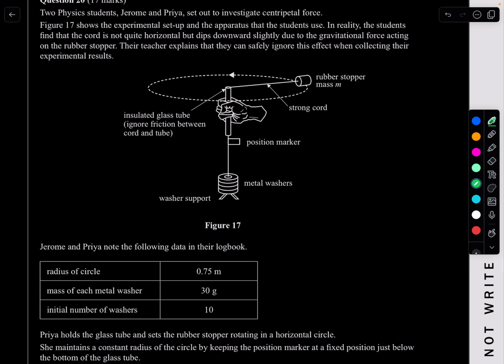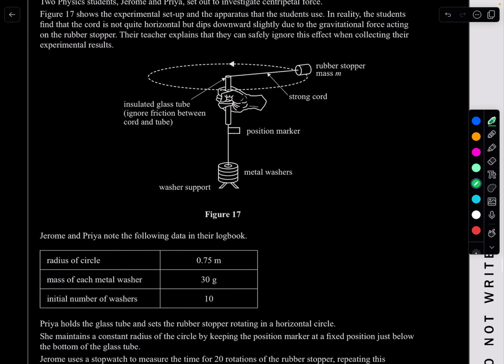Beautiful. We've actually done this kind of experiment. I remember when I was in year 12, and we did an investigation task on it, and it was very nice and easy. So let's have a try at this. So we have the rubber stopper, strong cord, position marker, beautiful. Insulated glass tube, ignore friction between the cord and the tube.